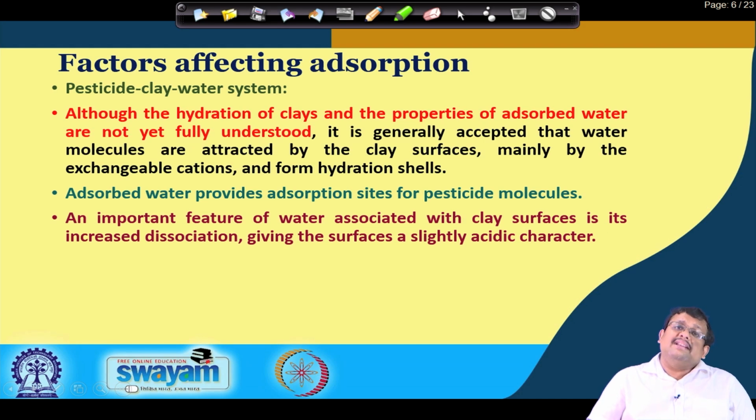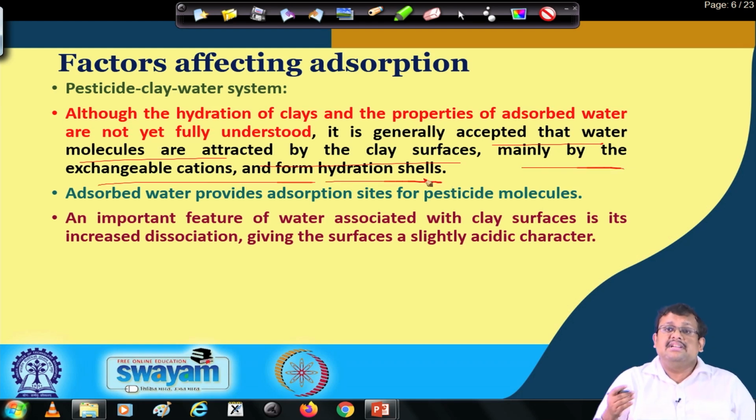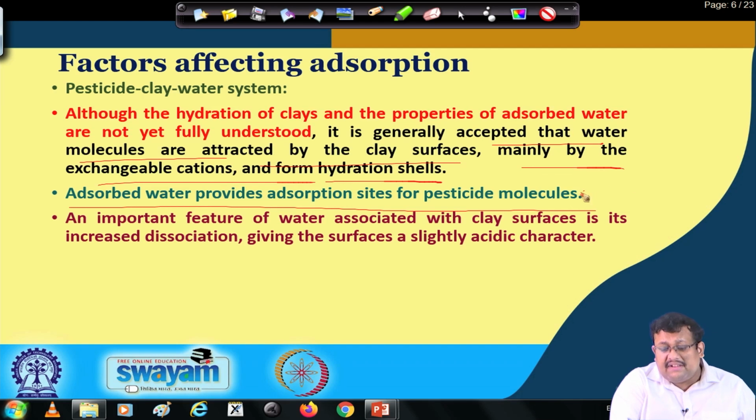The next important factor is the pesticide clay water system. Although the hydration of the clay and properties of adsorbed water are not fully understood yet, I have already told you. So, it is generally accepted that water molecules are attracted by the clay surface. So, the clay surface has a general affinity to the water molecules, mainly by the exchangeable cations, and they form hydration cells. So, exchangeable cations generally attract those water molecules and make the hydration cells. Then adsorbed water provides adsorption sites for pesticide molecules.